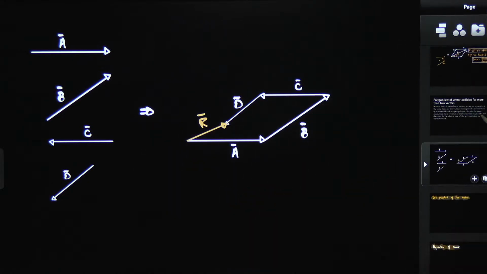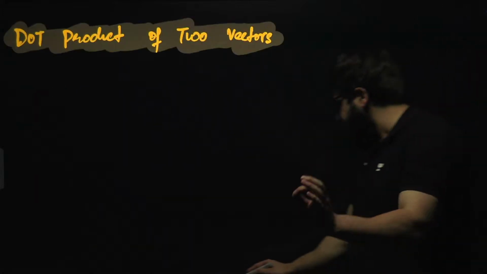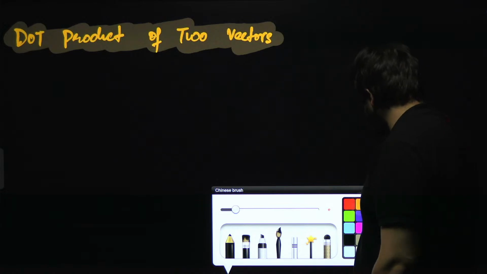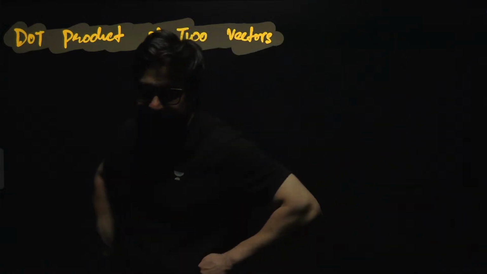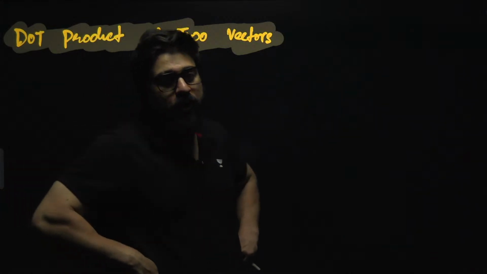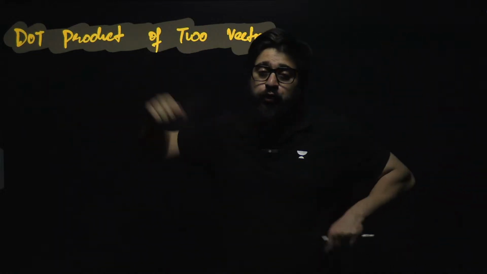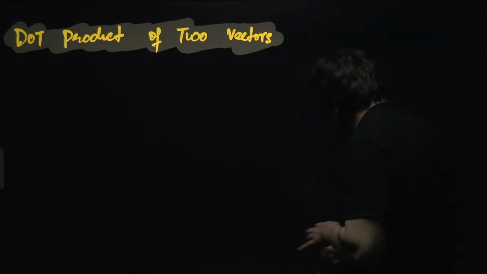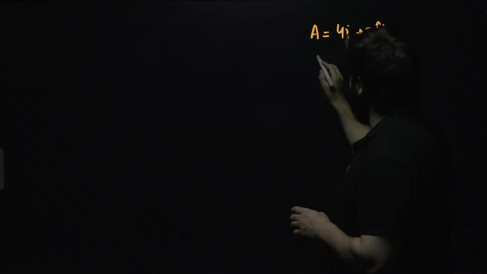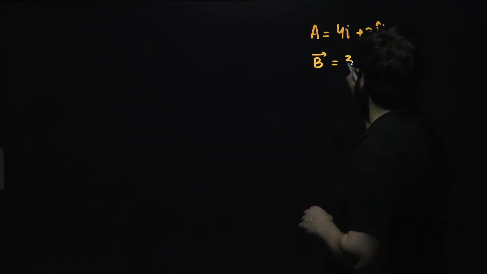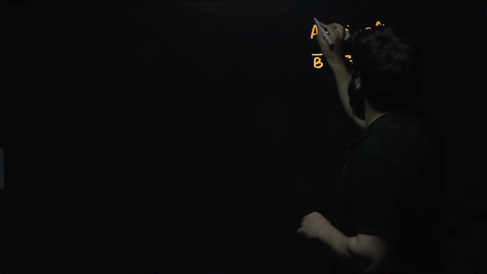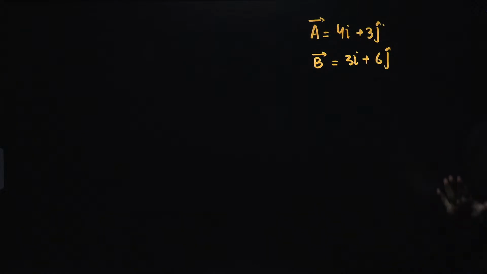Okay. Now, let's move on to the important concept of today, that is what we call the dot product of two vectors. Guys, previously I told you the addition of two vectors. Like in case of addition, if we have a vector, let's suppose A is equal to 4i plus 3j, and we have another vector, 3i plus 6j, I told you how to add these vectors previously.